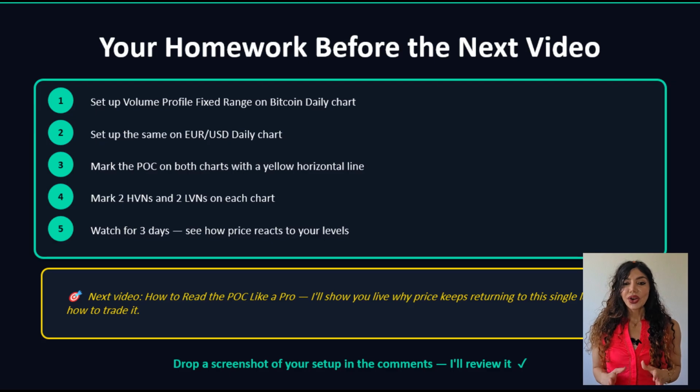All right, here's your homework before the next video. 1. Set up volume profile fixed range on your Bitcoin daily chart. 2. Set up the same on Euro USD daily. 3. Mark the POC on both with a yellow horizontal line. And number 4, mark 2 HVNs in green and 2 LVNs in red. Watch for 3 days, don't trade. Just watch how price reacts.